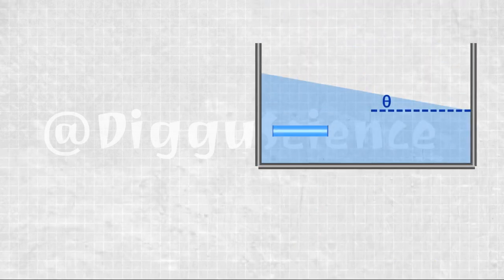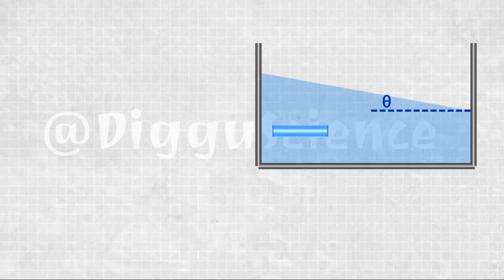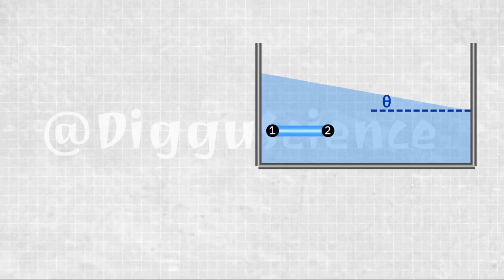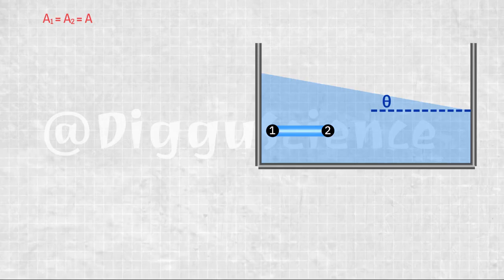Inside the aquarium is a fluid parcel. The fluid parcel is shaped like a tube. To identify it, the left end is point 1, and the right end is point 2. The cross-sectional area at both points is the same, therefore it's a tube.